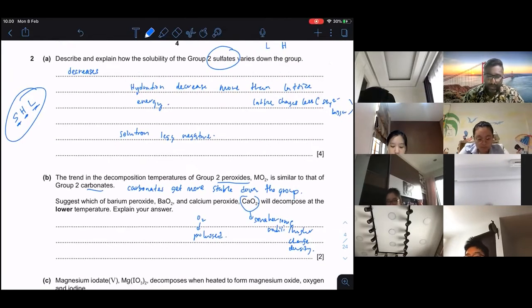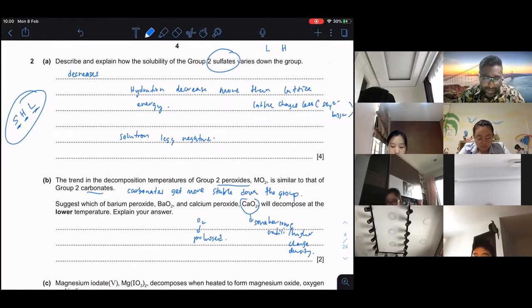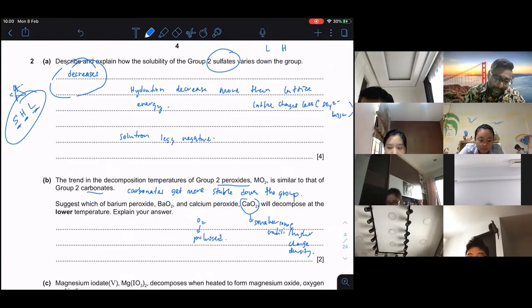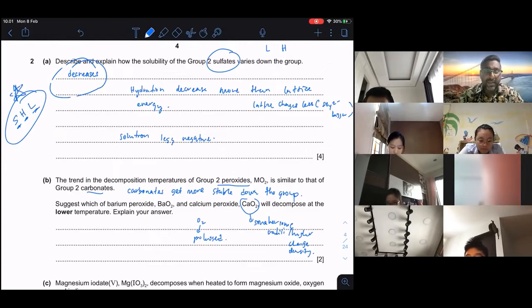Now, describe and explain how solubility of sulfate varies down the group. Solubility of sulfate will decrease down the group. I will repeat this again tomorrow. They will decrease down the group. Please remember this one. Your previous paper, in the same year, we actually have this SHL. What does it mean?